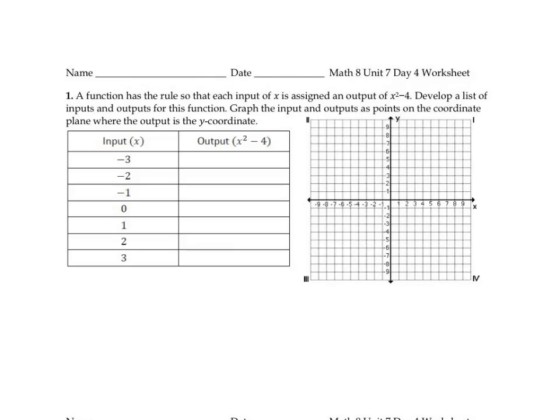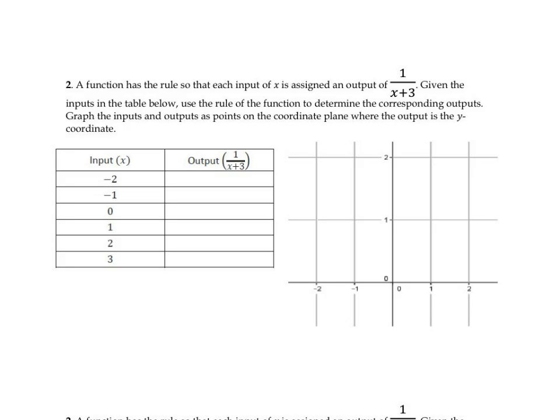Hey guys, so today we're going to be looking at the Unit 7 Day 4 worksheet. We're going to look at the back on number 2. Number 2 tells us a function has the rule so that each input of x is assigned an output of 1 over x plus 3. Given the inputs in the table below, use the rule of the function to determine the corresponding outputs. Graph the inputs and outputs as points on the coordinate plane where the output is the y coordinate.